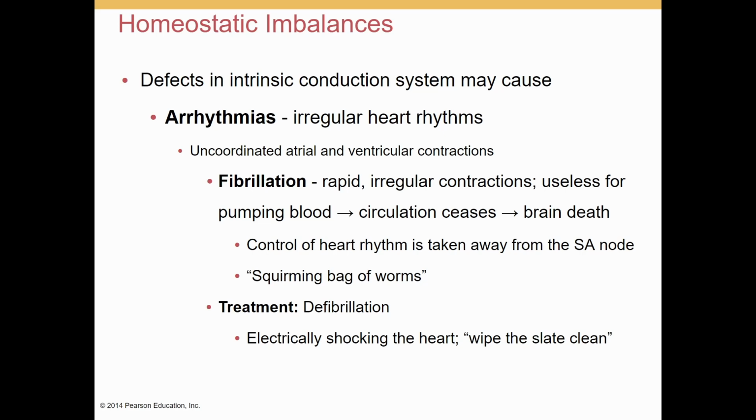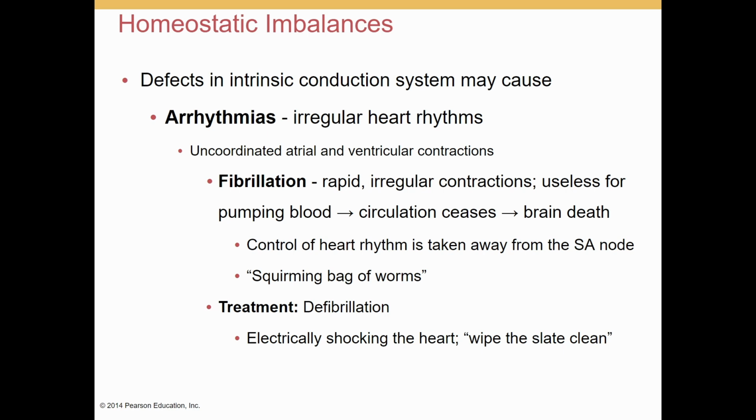We can also talk about some homeostatic imbalances, like defects in this intrinsic cardiac conduction system, like an arrhythmia, an irregular heartbeat. That would be caused by uncoordinated atrial and ventricular contraction. An example is a type of fibrillation, which is rapid irregular contractions, which are useless for pumping blood, would cause circulation to cease and could lead to brain death.